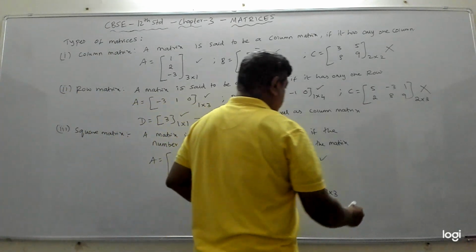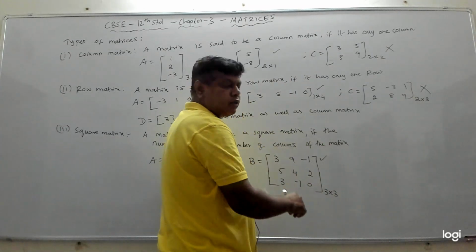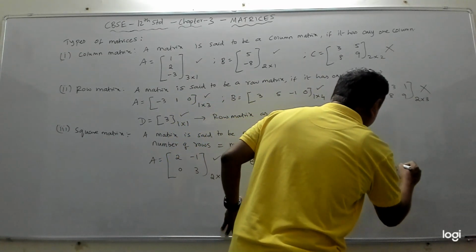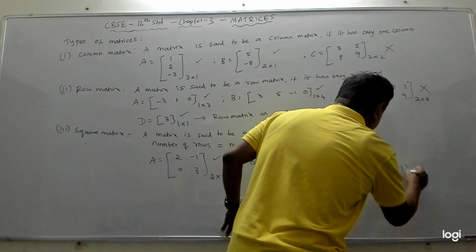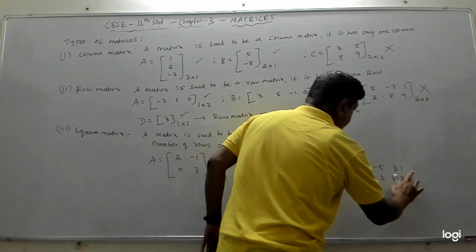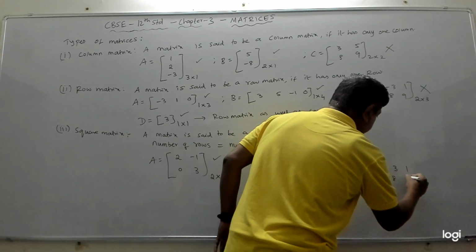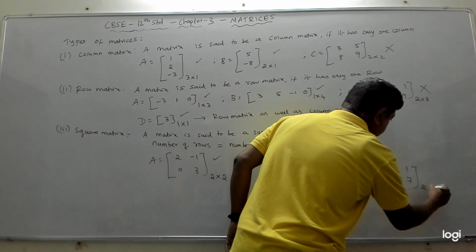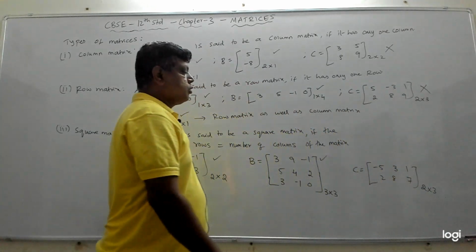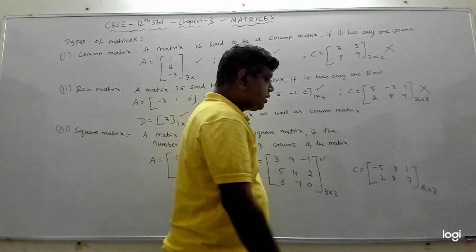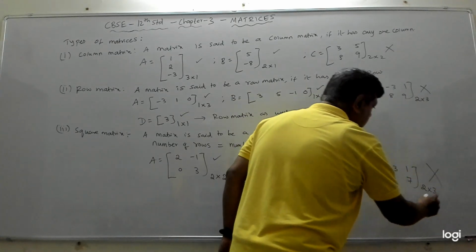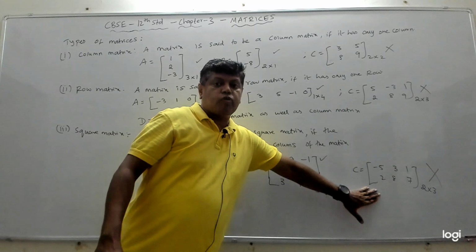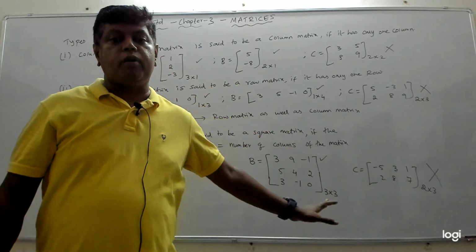Right? I'll write a matrix which is not a square matrix now. C equal to minus 5, 3, 1, 2, 8, 7. What is the order of this matrix? It has 2 rows and 3 columns, so 2 cross 3. So the number of rows is not equal to the number of columns. So this is not a square matrix, whereas those two are square matrices.